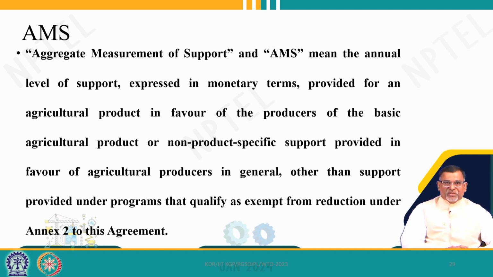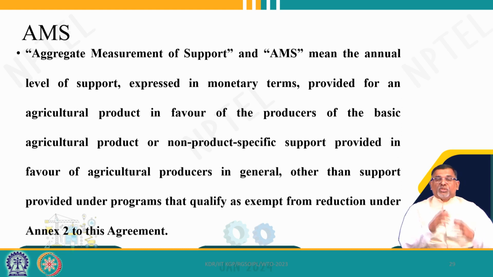So, every member country has to report their aggregate measurement of support to the WTO every year. It means that every government declares what their subsidy budget on agriculture is. This should not exceed the aggregate measurement of support. So, if you have a lot of money, you can give a lot of support within the aggregate measurement of support agreed to the WTO.